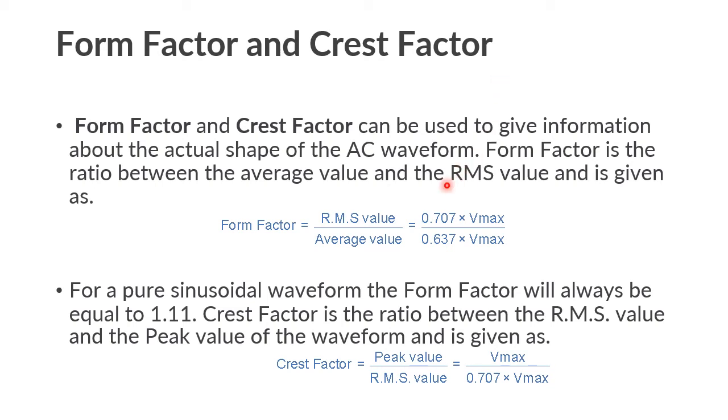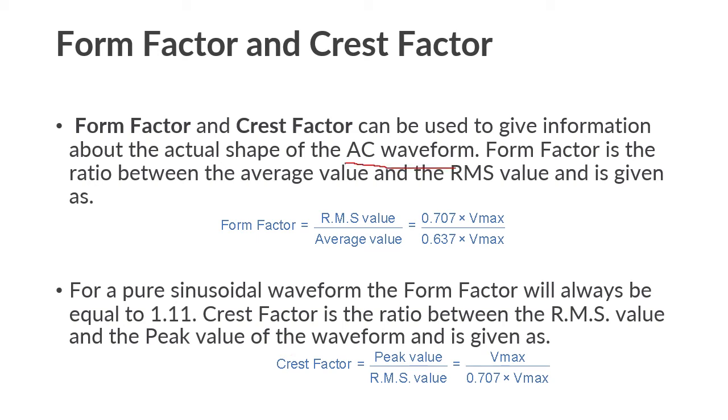waveform. So here to find the form factor, this is the equation. The form factor will be equal to RMS value over average value, which means form factor is the ratio between the RMS value and the average value. Likewise, we can find the crest factor also. The crest factor will be the ratio between peak value over RMS value. So these two factors are used to determine the shape of the AC waveform.